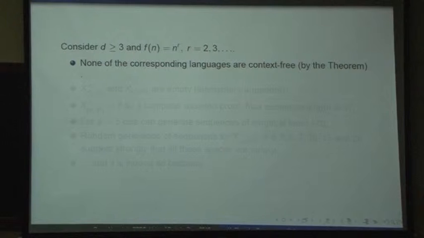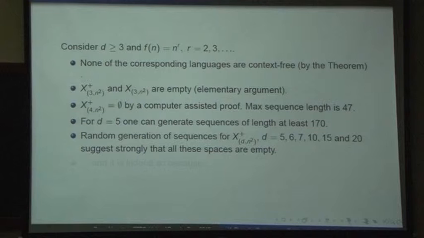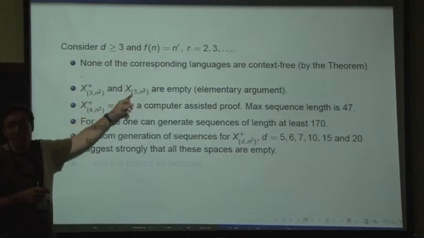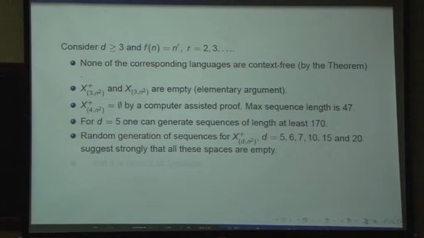Okay. Now, let's go back to the powers, but take d at least 3. By this previous theorem, they are all these things. You can work out something in here quite quickly. For instance, these two are empty. By the way, if this is empty, it immediately implies that that's empty. This can actually still be handled by a computer. It's a nice little programming exercise. You don't need anything very fancy to run it, and the sequences are never going to be very long.